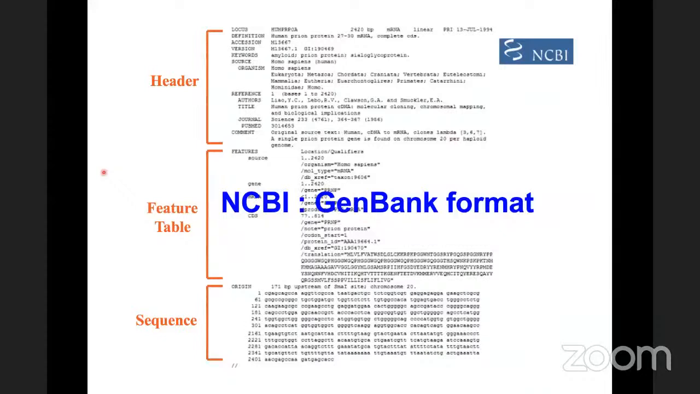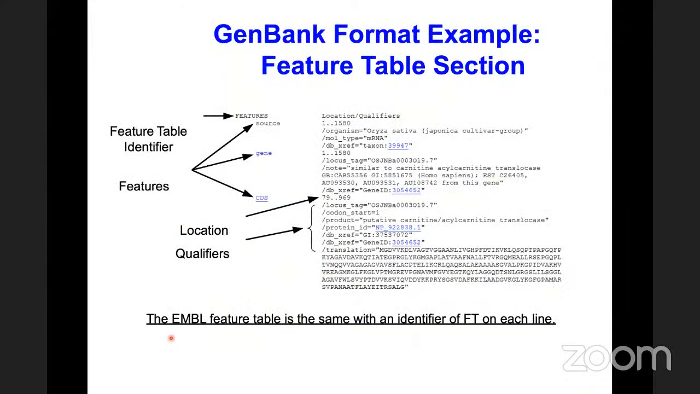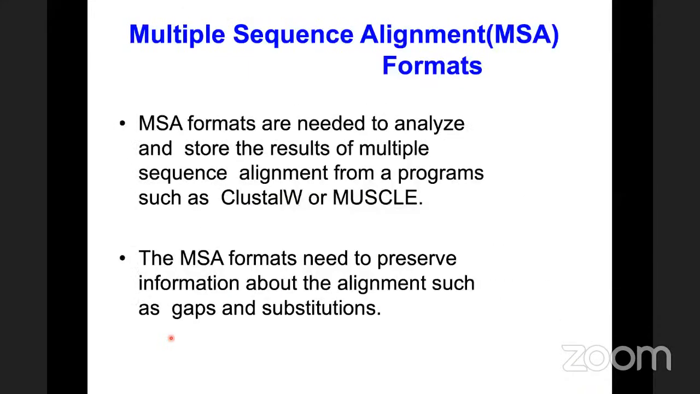And this is a special format, the GenBank file format, where you can see this header. It contains the details about that data, and the feature table. Let's say it is a gene: how much is the gene size, where is the exon, what is the translated protein, and finally the sequence. Similarly for EMBL, it is a different file format.